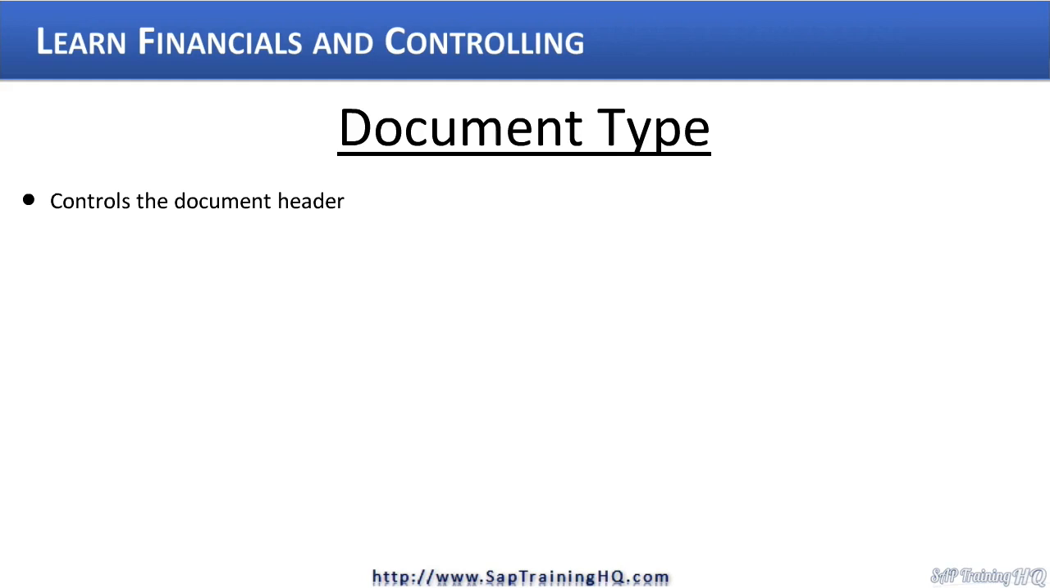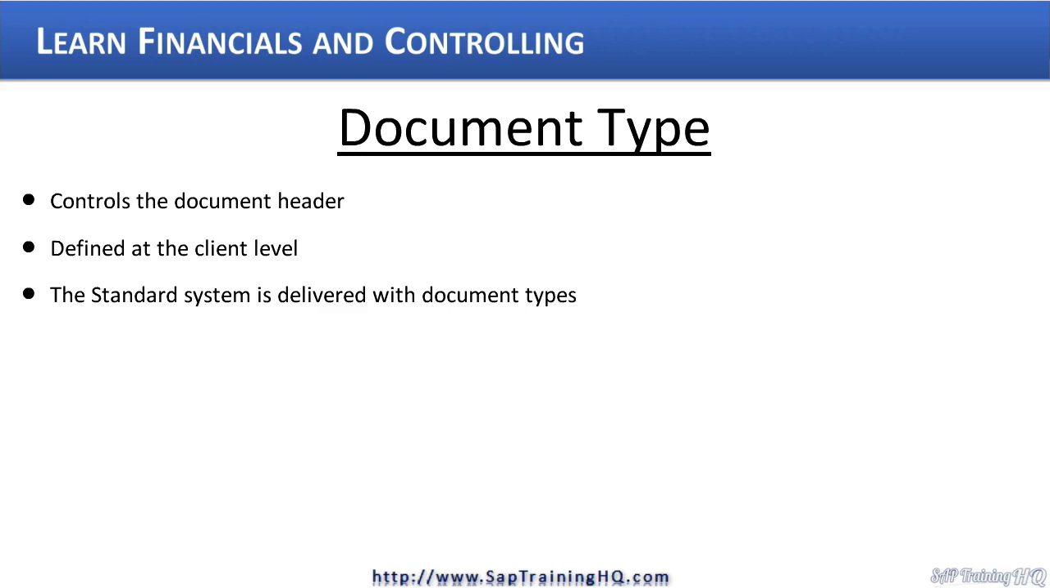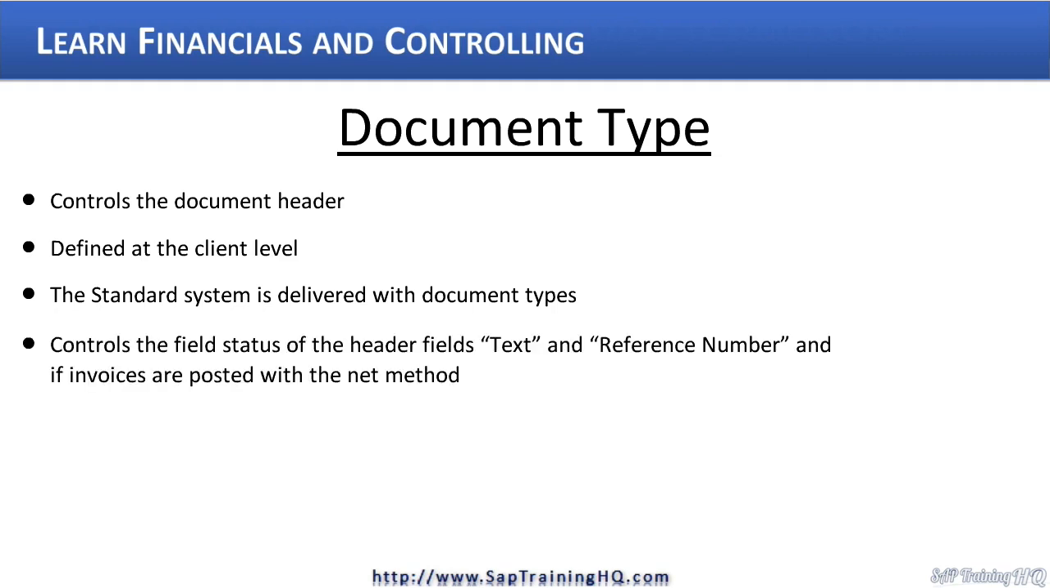Document type controls the document header. It is used to differentiate the business transactions to be posted, for example, a customer invoice or a vendor payment. Document types are defined at the client level and are valid for all the company codes. And in a standard SAP R3 system, we already get delivered some standard document types which can be used, modified, or copied. Major controls of document types are the number range of document numbers and the account types allowed for posting. Document type further controls the field status of the header fields, text, and reference number, and if invoices are posted with the net method.